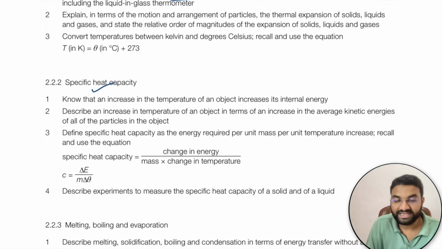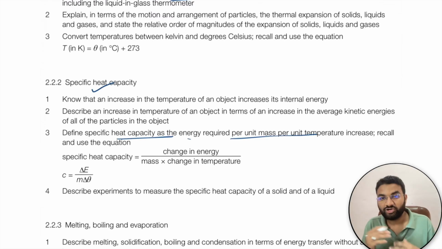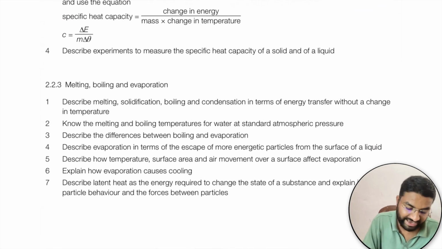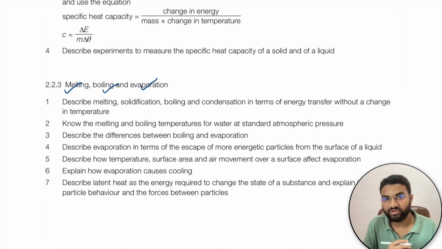Then specific heat capacity. The amount of heat required to raise the temperature of 1 kg of a material by just 1 degree Celsius is nothing but specific heat capacity. Based on this you will also have examples. Then melting point, boiling point and evaporation, and the factors affecting evaporation, which you will have in the syllabus.